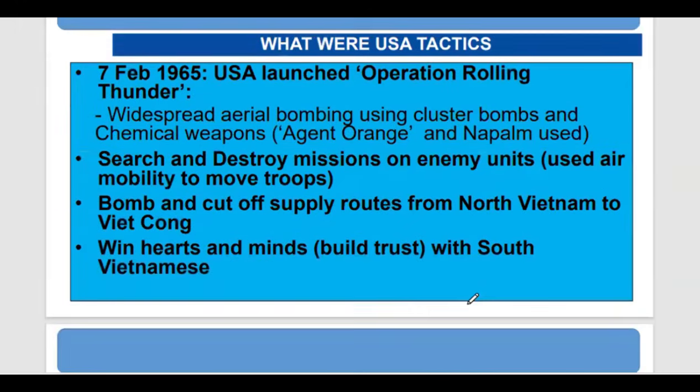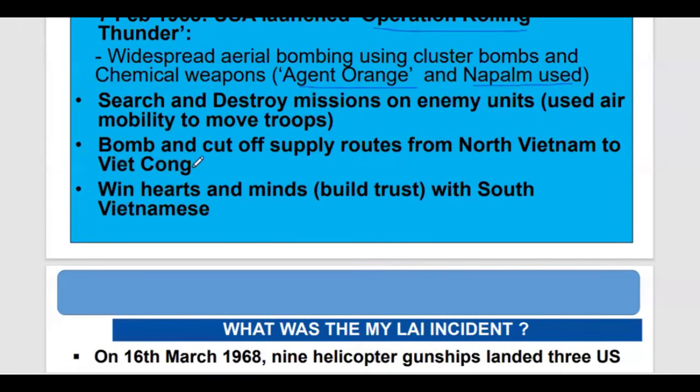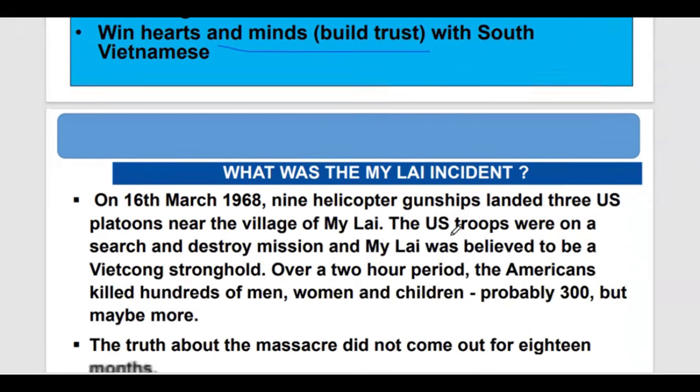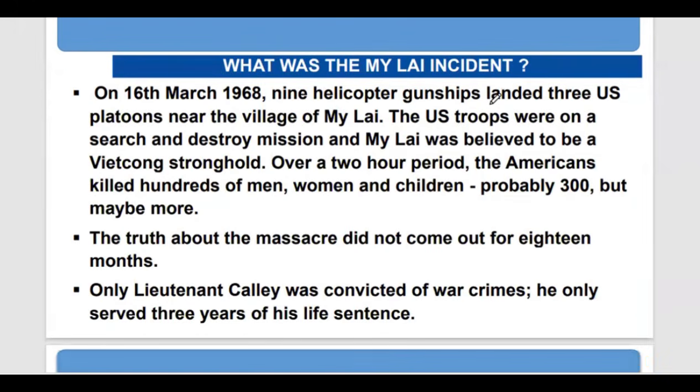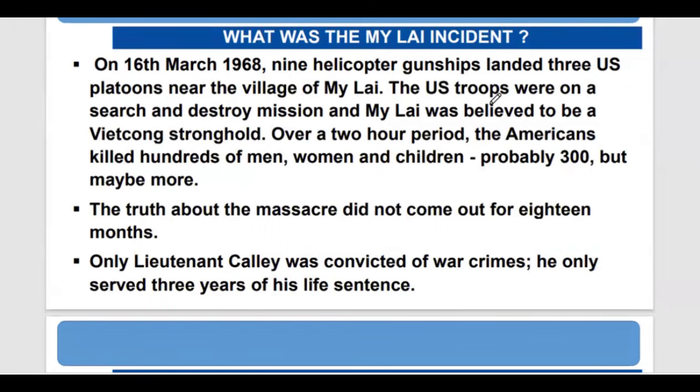Right, then the Americans, what did they use? They used Agent Orange, they used napalm. It was part of Operation Rolling Thunder, right? They also tried to bomb the Ho Chi Minh Trail to stop supplies to the south, and winning the hearts and minds of the South Vietnamese, though it didn't work well. Then the My Lai incident, which was part of the search and destroy, it explains how the My Lai massacre went on and apparently how they ended up massacring innocent people.